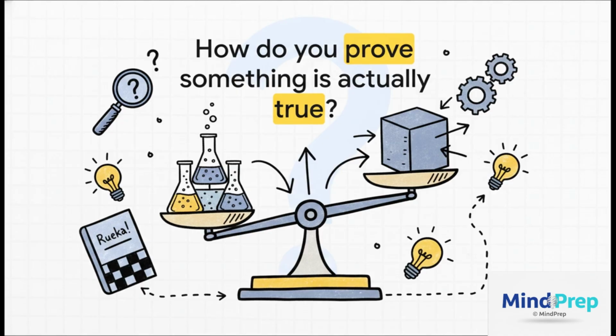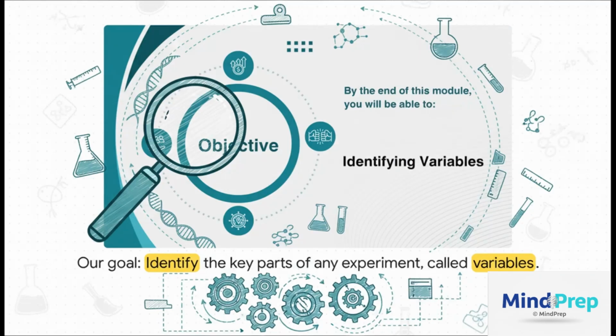But here's the thing. What makes an experiment actually prove something? How do you know for sure that your result wasn't just a fluke or a lucky guess? Well, like any good game, you gotta know the rules. And the very first rule is understanding who the players are. And that's our mission today.